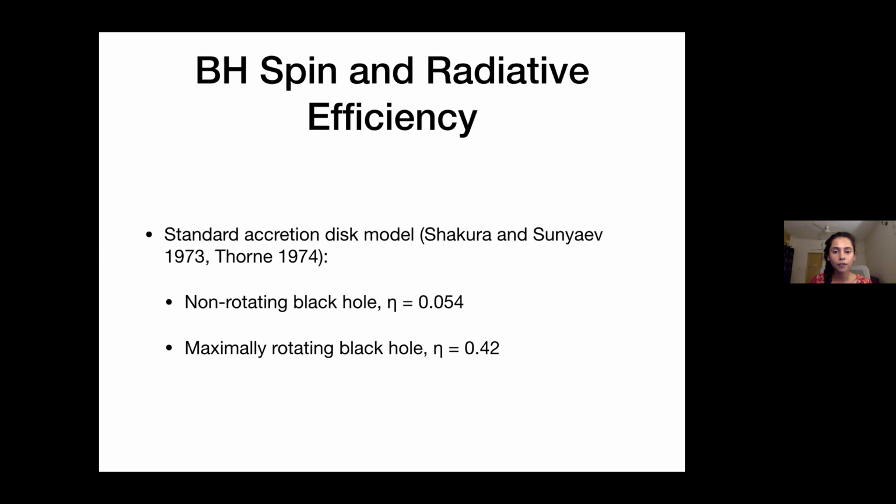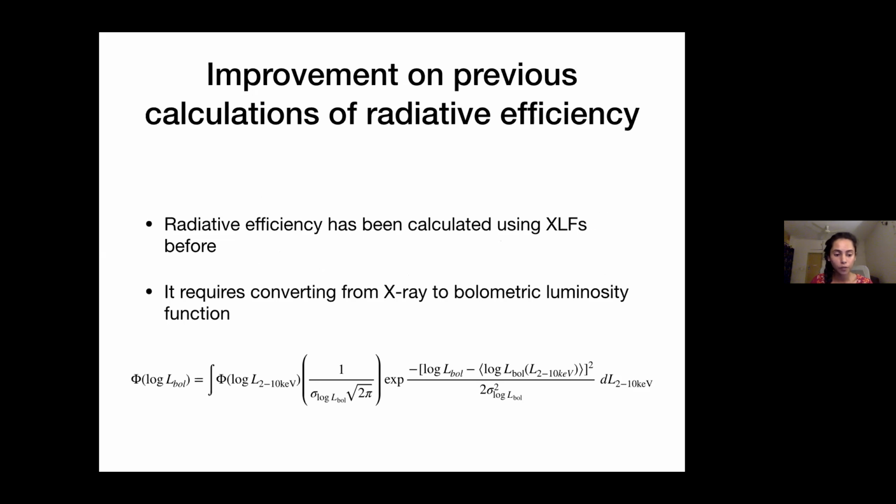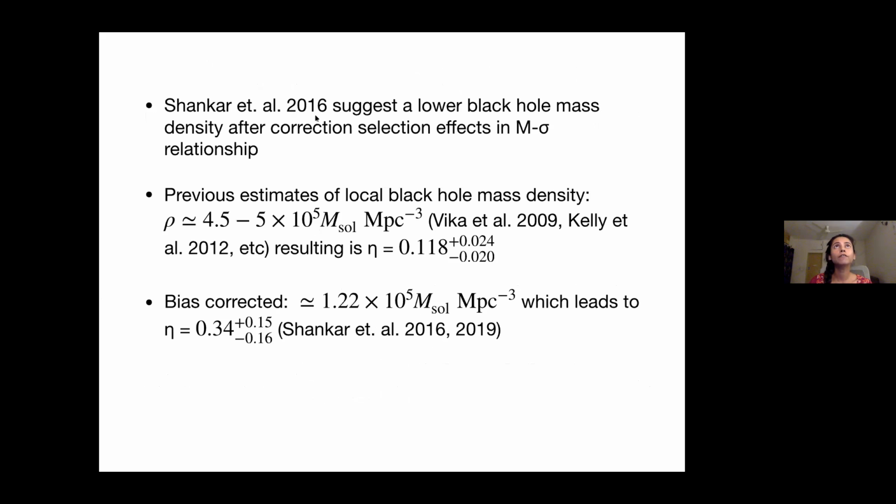Previous XLFs have also calculated the radiative efficiency. What we have done differently, besides constraining a population synthesis model that fits all the X-ray data, is that we have taken into account the full range of errors in conversion from X-ray to bolometric luminosity, which is often done just by a linear factor. So we also considered two different mass densities.